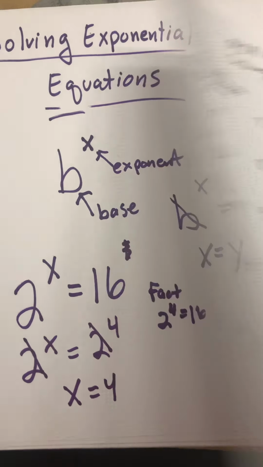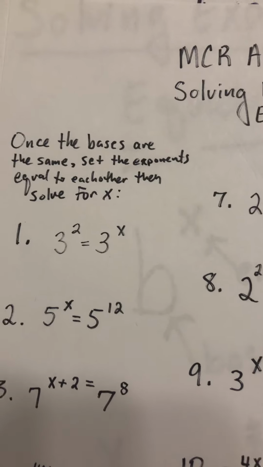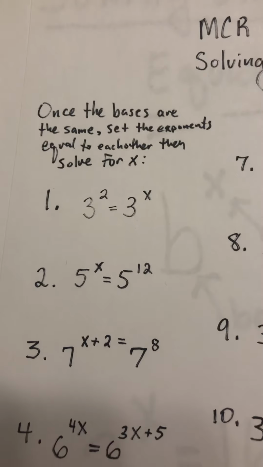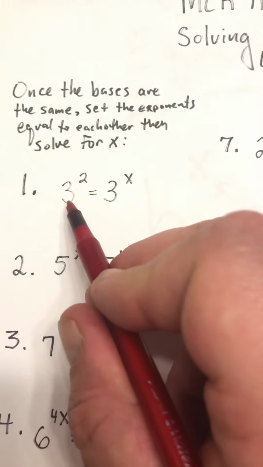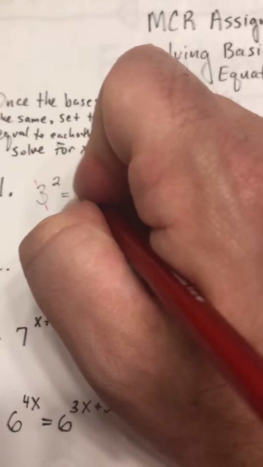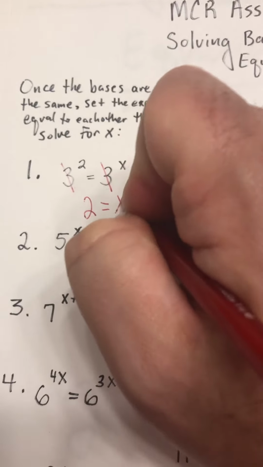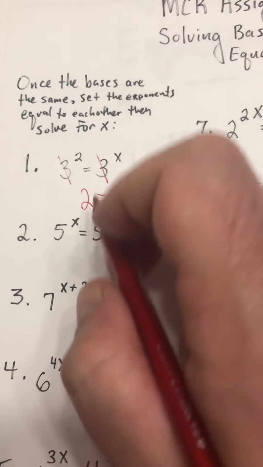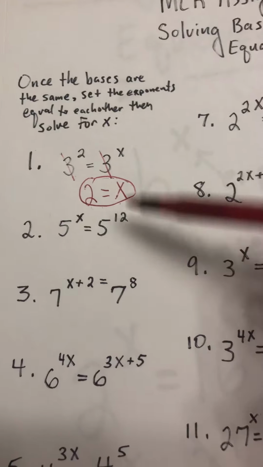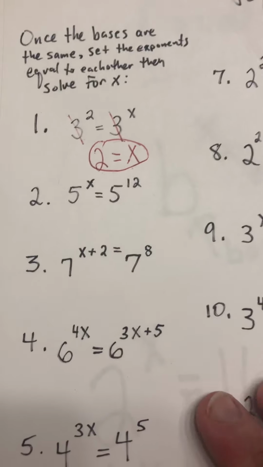So let's take a look at the assignment that we're doing. The directions say, once the bases are the same, set the exponents equal to each other and then simply solve for x. So in number 1 here, it shows that the bases are equal to each other. So I simply cross off the bases, and then I set 2 equal to x. Since that's already solved for x, I circle that, and I'm done with that particular question. 1 through 4 is done the same way. If you look at number 4, let's do this one together.